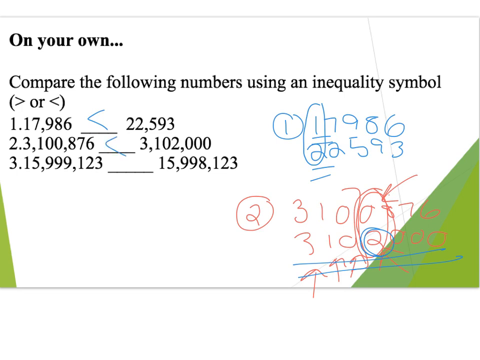So we have 3,100,876 is less than 3,102,000.